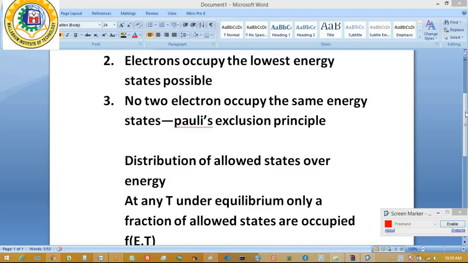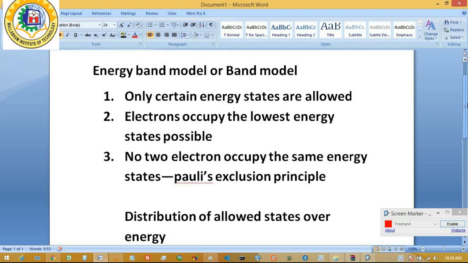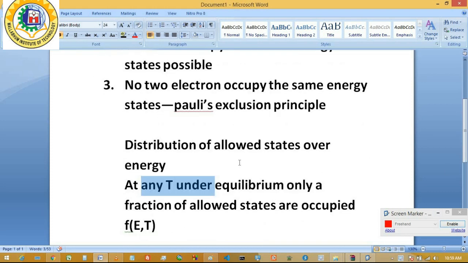Out of these three energy band model tenets, the first two, that means the allowed energy states and the distribution of allowed states over the energy, actually come from quantum mechanics. And the last statement, that at any temperature T under equilibrium only a fraction of allowed states are occupied, is the Fermi-Dirac distribution function, derived from statistical mechanics. So the band diagram tries to merge quantum mechanics and statistical mechanics and present the result in a very coherent form.